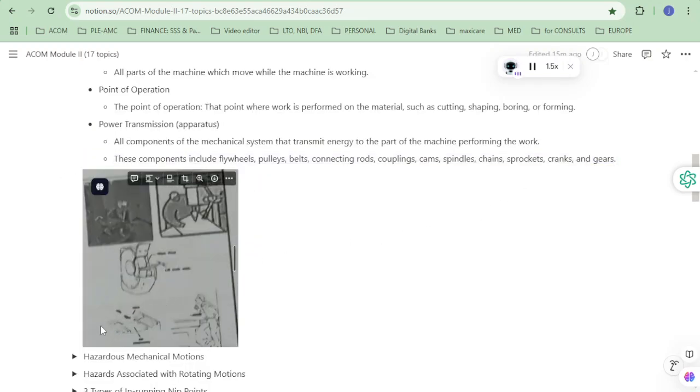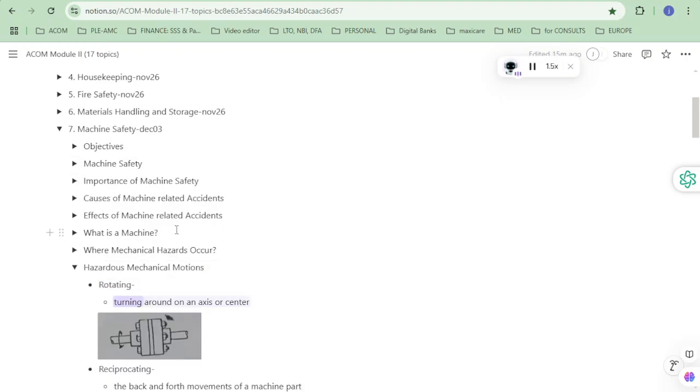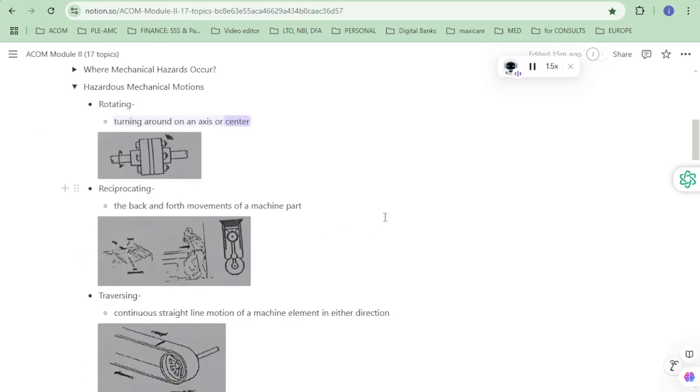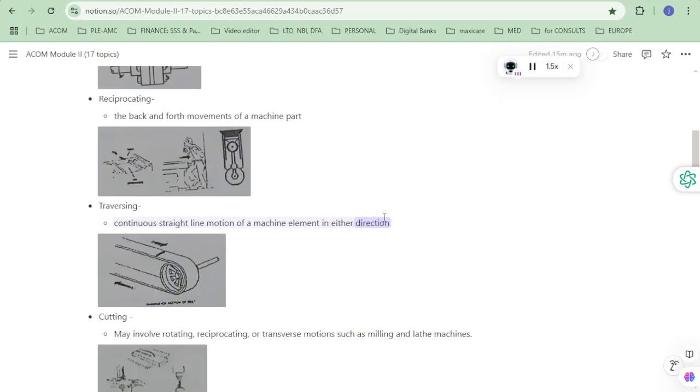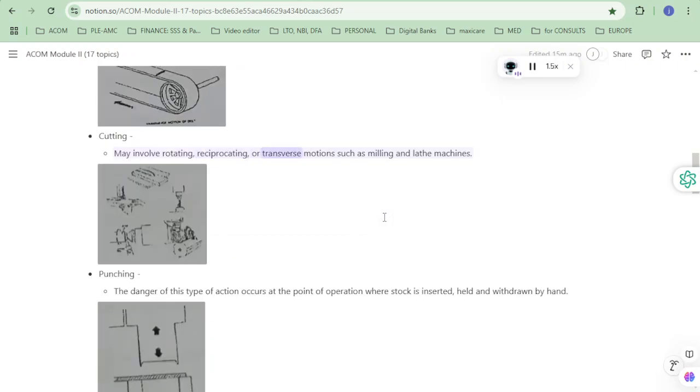Hazardous mechanical motions. Rotating: turning around on an axis or center. Reciprocating: the back and forth movements of a machine part. Traversing: continuous straight line motion of a machine element in either direction. Cutting: may involve rotating, reciprocating, or transverse motions such as milling and lathe machines.